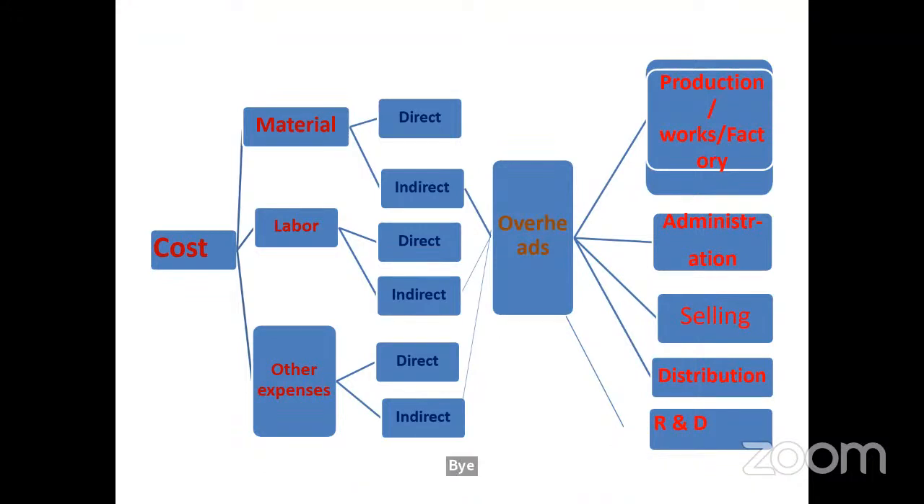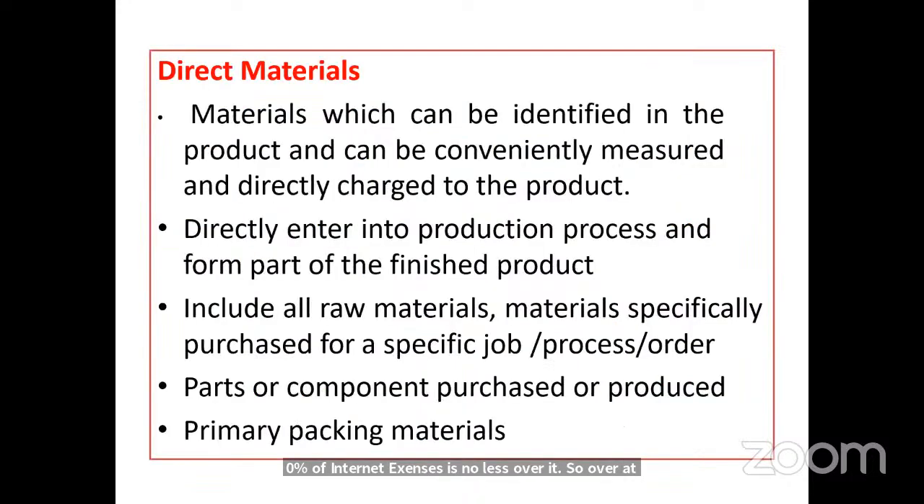Sir, sorry, sir, I just can't hear. All direct should be? All direct should be prime cost. Okay, sir, thank you. That means the summation of direct material, direct labor, and direct expenses is known as prime cost. The aggregation of indirect expenses is known as overheads. So overheads are 5 types. Is it clear? Yes, sir. Thank you. Very good.